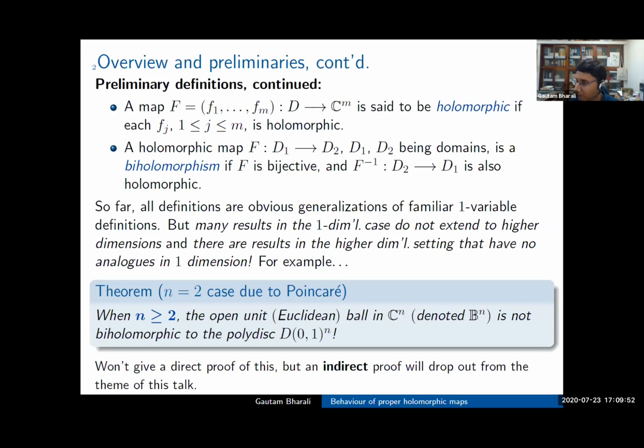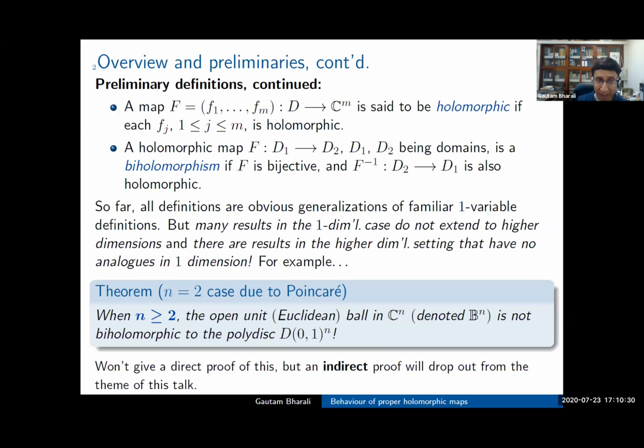Whenever you meet someone who starts talking to you about several complex variables, chances are that this result that I just flashed is the result that they will quote as illustrating how several complex variables differs from complex analysis in one variable. So let's read this result out. And please note, this result is strictly for the case where the dimension is greater than or equal to 2.